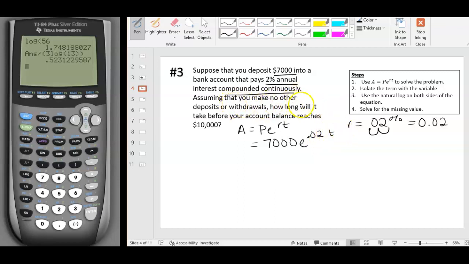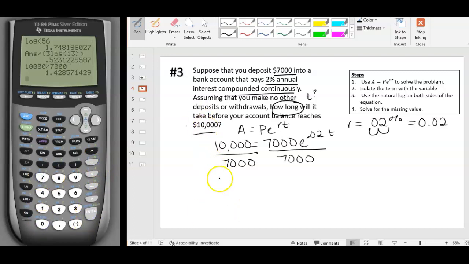t is going to remain as a variable because that is what we're trying to figure out, right? So how long means what is t? And then it says before your account balance reaches $10,000. So that's like the end goal, right? So that's going to be the value of A. So what we're going to do now is work on solving this exponential equation. So we can work on getting that term with a variable by itself. So we're going to start off by dividing both sides by 7,000. Okay, so when we do that, we have 10,000 divided by 7,000.